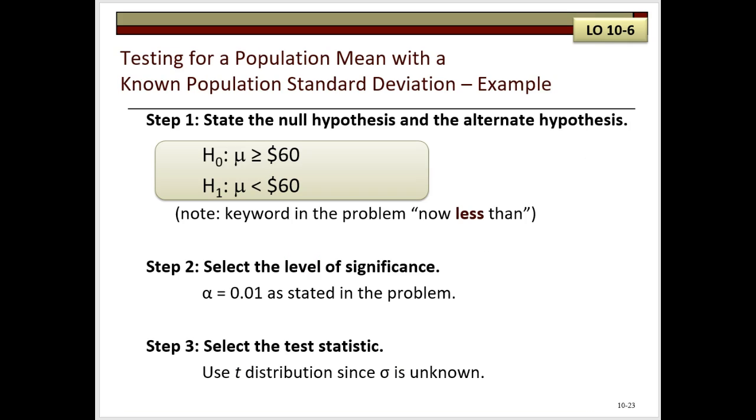In setting up the hypotheses, the key words are, is it reasonable a claim is now less than $60? The keyword less than translates to mu less than 60. This calls for a left-tailed test. Since the population standard deviation is not known, we select the t-distribution as the test statistic. The significance level was set at 0.01.